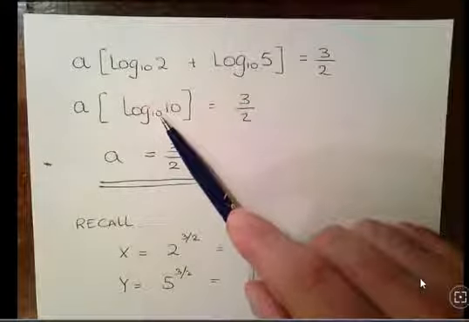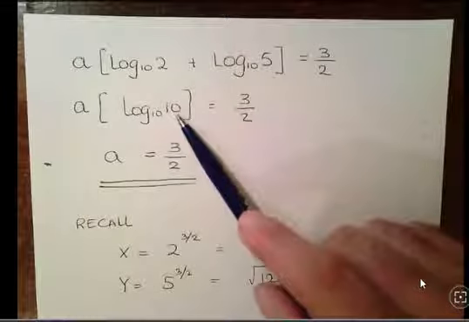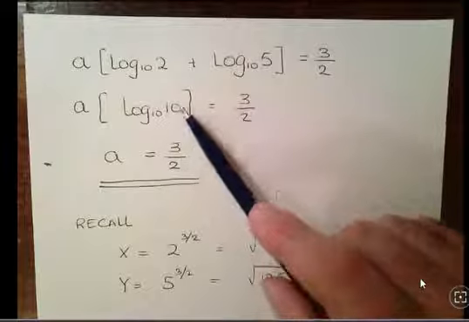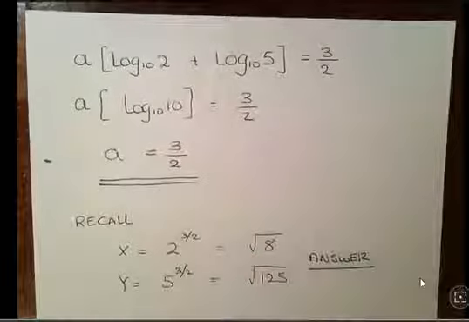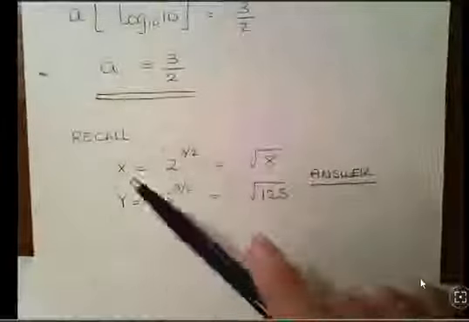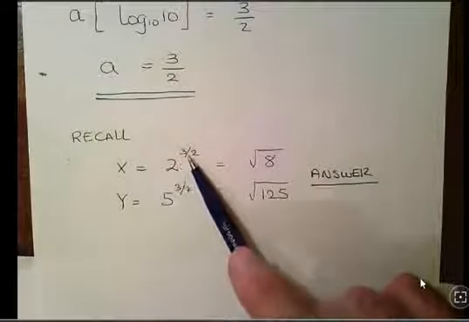Log of 10 to the base 10 is 1. The log of anything to its own base is 1. Okay, so simply a times 1 is equal to 3 over 2. So x is equal to 2 to the power of a. Okay, so a is 3 over 2.